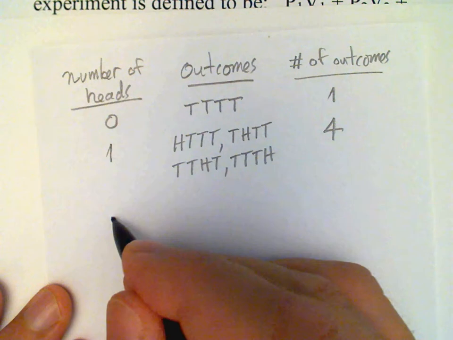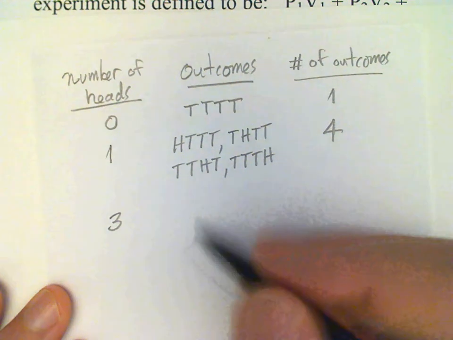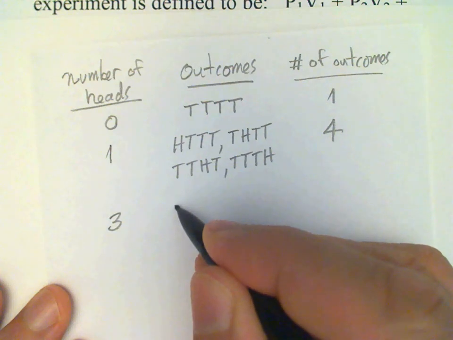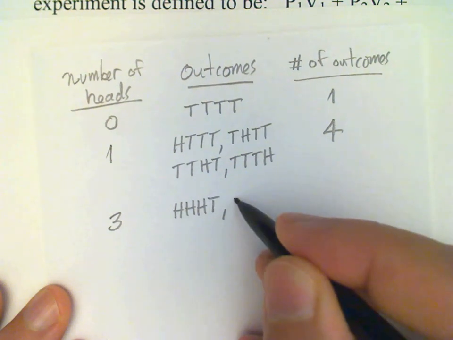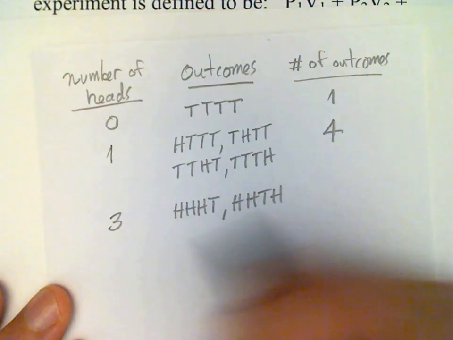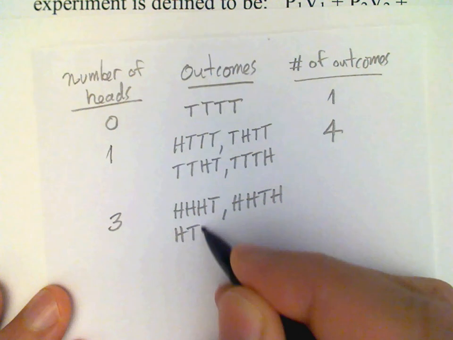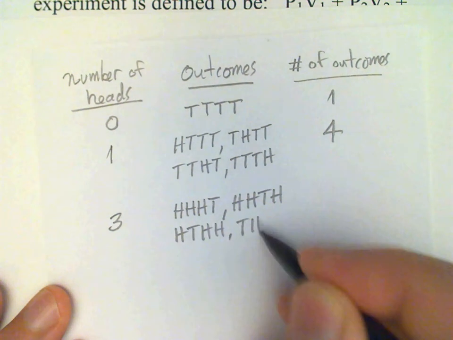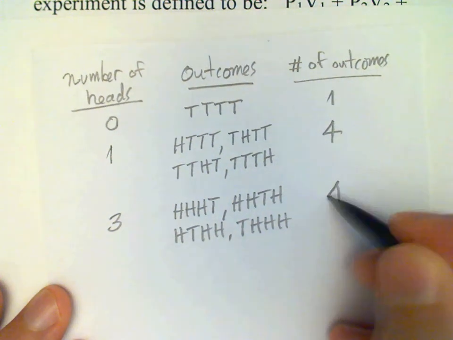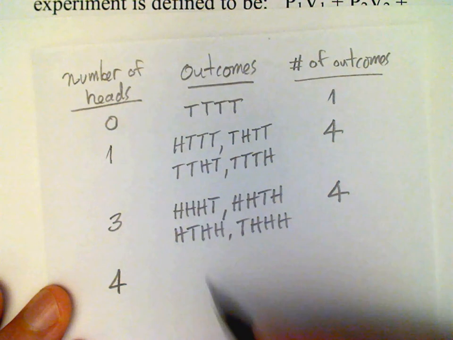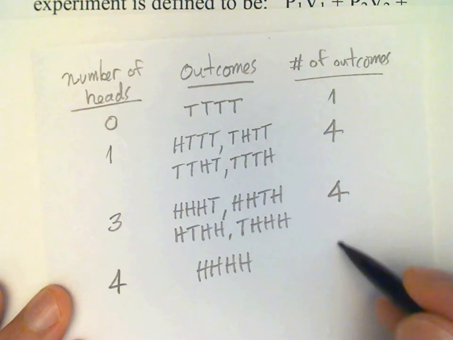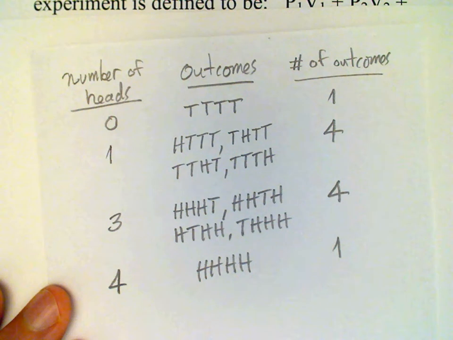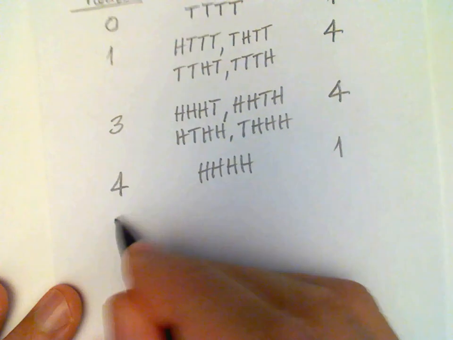And let's skip on down to three heads. And here again, there are four outcomes, because again, any one of the coins could be a tail. So there's four there. And then for all four heads, obviously there's only one way that can happen, namely HHHH. And so this gives us a total of 10 outcomes. We know there's 16 altogether, so that means for two heads there must be 6 outcomes.